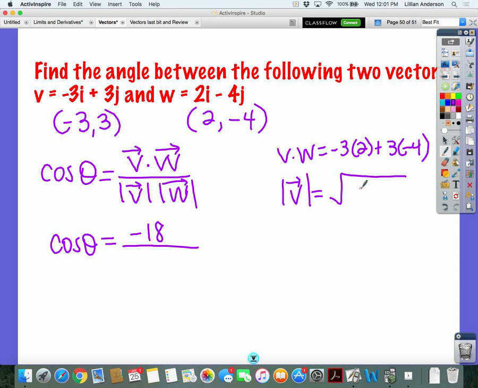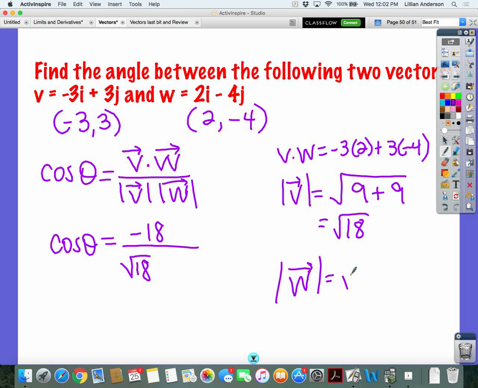The magnitude of B is going to be the square root of -3 squared plus 3 squared, which is what? If this were a non-calculator problem, yes, simplify your radicals. Make the numbers a little easier on yourselves, because some of these ones where you have to find the angle are going to be in the non-calculator section. The magnitude of W is going to be 2 squared, which is 4, negative 4 squared, which is 16. The square root of that is 2 square root 5. The square root is 20.